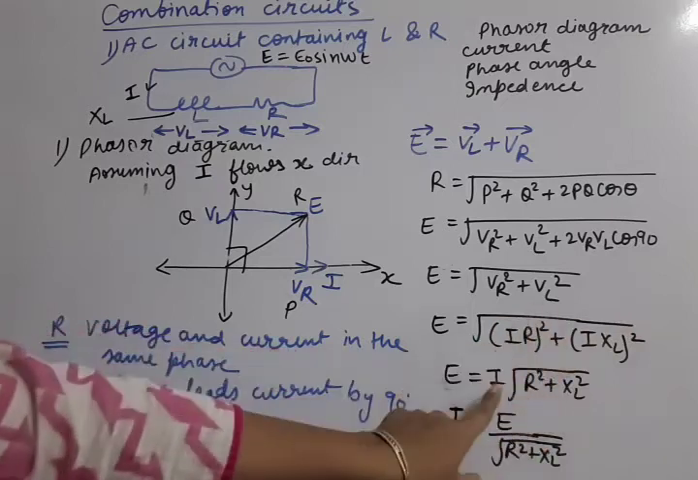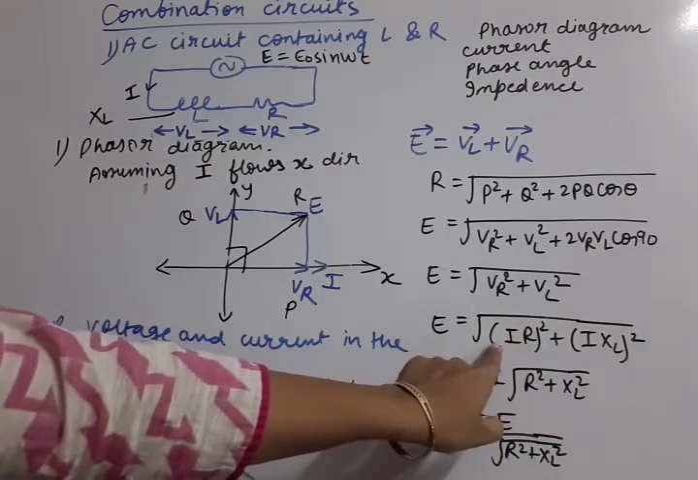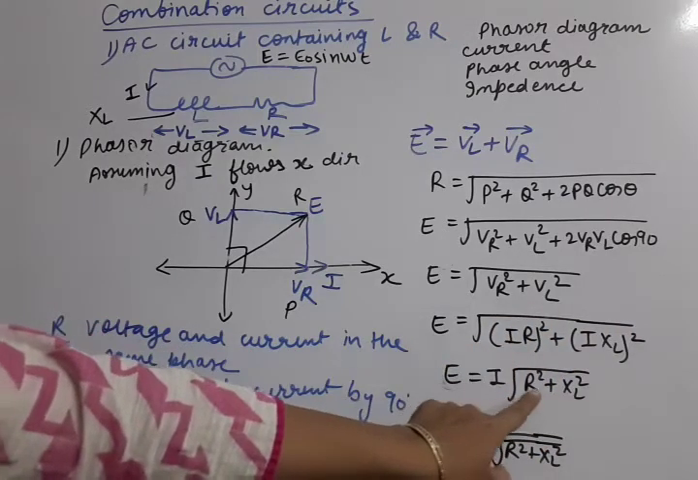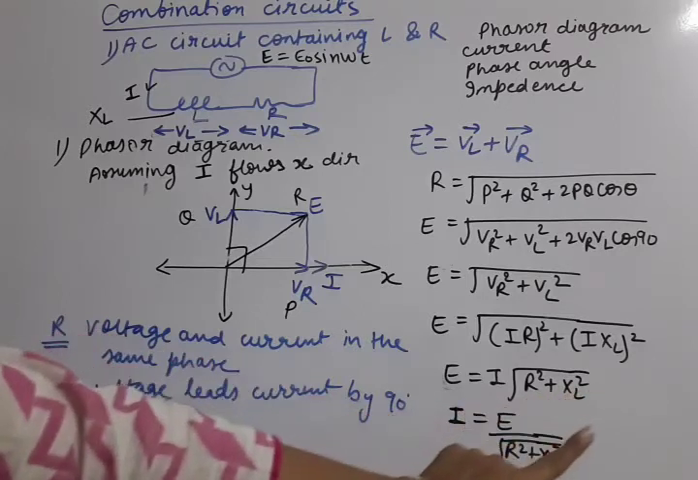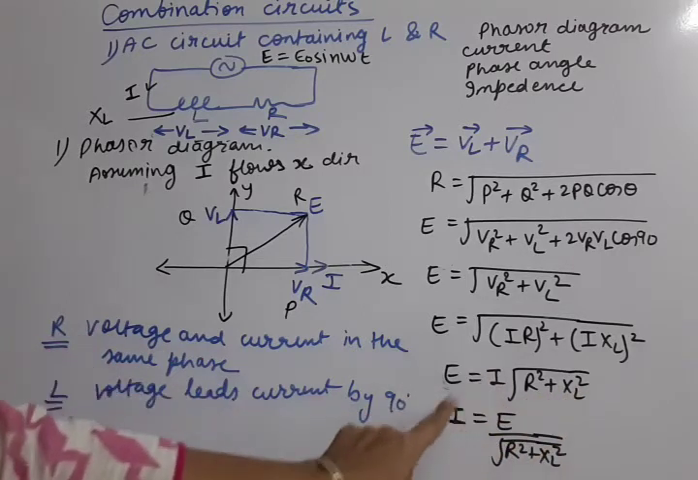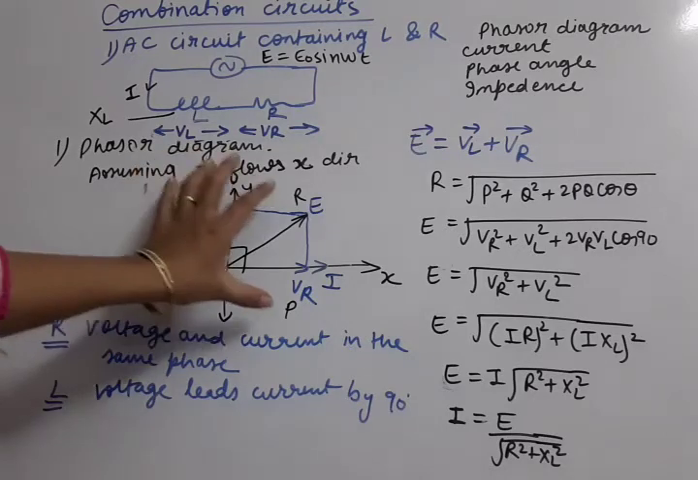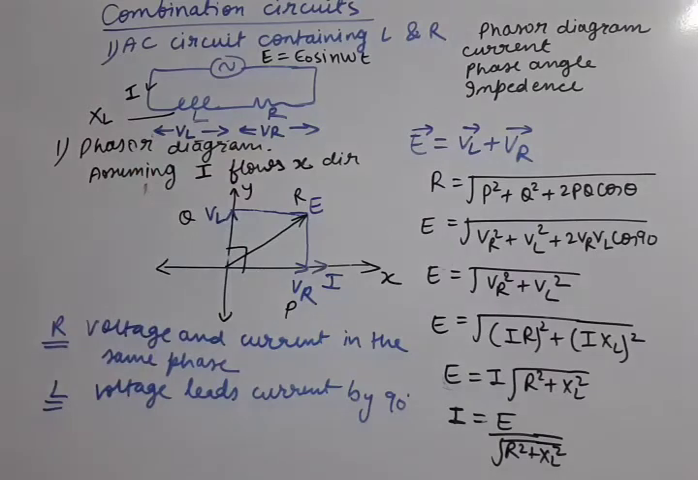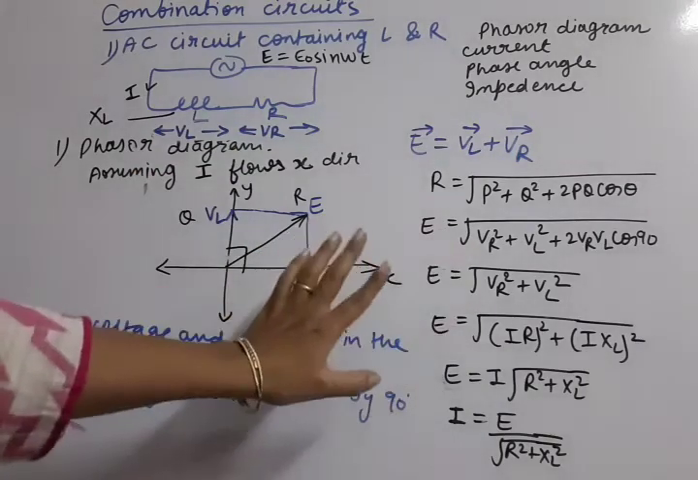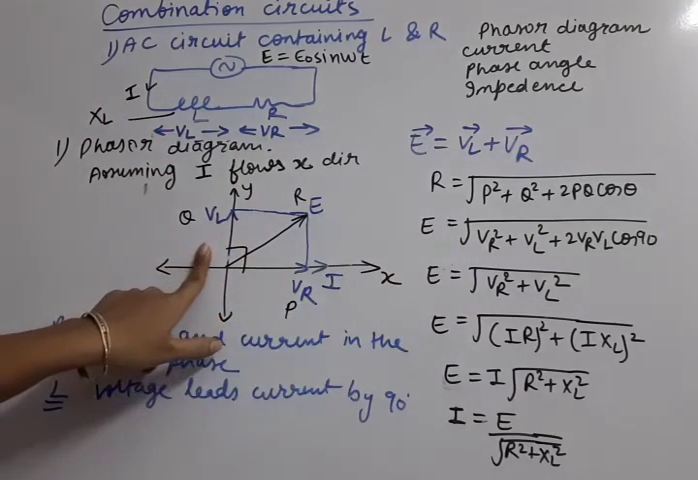Now we can take I common from this square root. So in the square root, R square plus XL square will remain, and this way I will come as E by root of R square plus XL square. So this way we have obtained the current, and this is the phasor diagram. Okay, there is no separate phasor diagram. This is the phasor diagram.